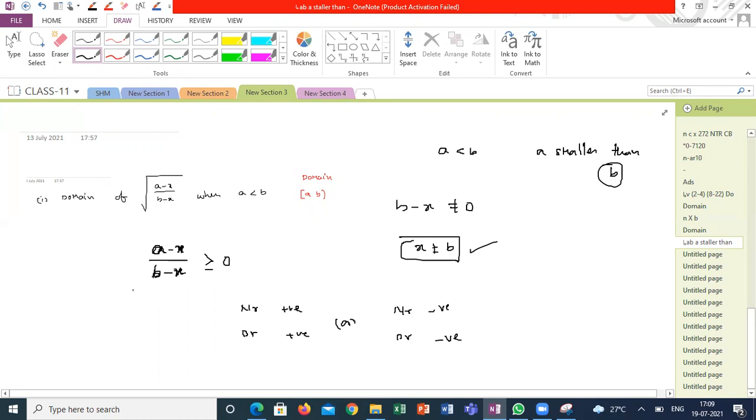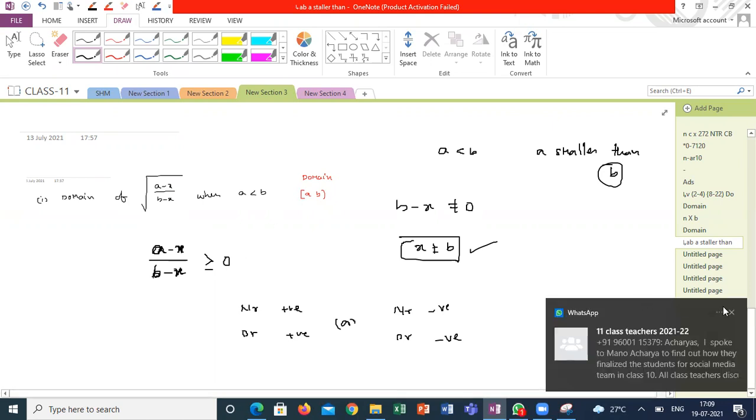Sir, but A is lesser than B, right? Correct. A is lesser than b. If I'm taking a value greater than a and less than b, what will happen? If I'm saying the domain is a to b, then a minus x over b minus x.